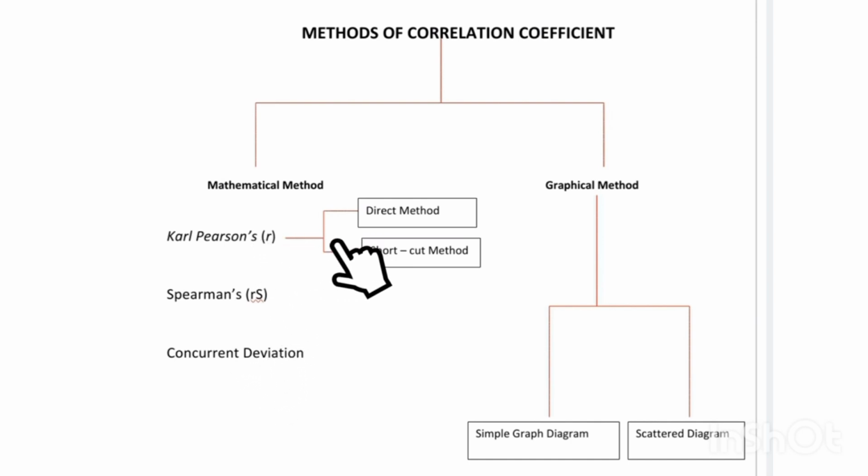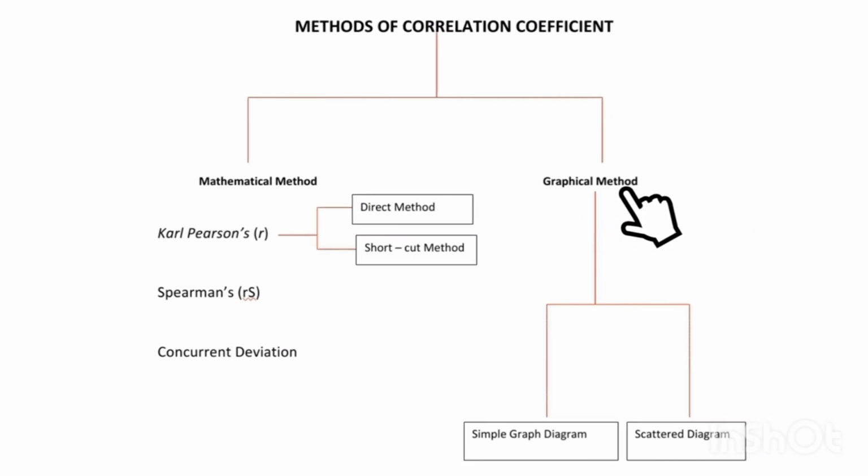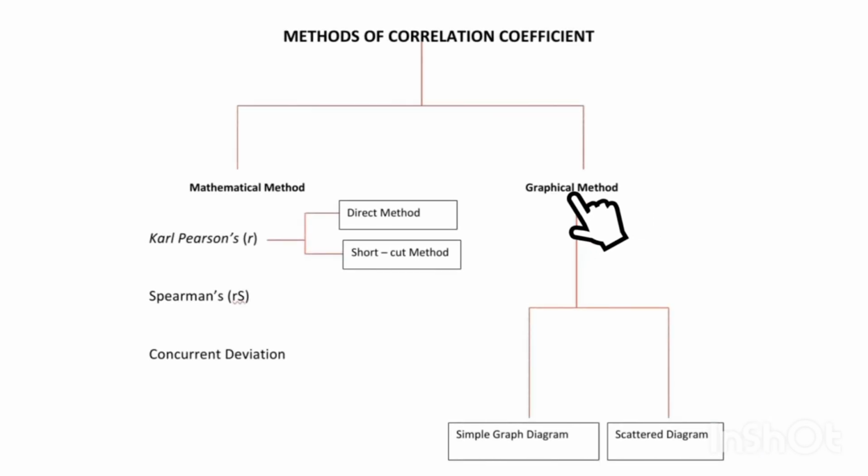Obviously, we could see that Pearson's correlation coefficient is of two types. We have the direct method and the shortcut method. But for the purpose of this video, we're going to place emphasis on the direct method of calculating correlation coefficient. The second method of determining correlation coefficient is referred to as the graphical method. The graphical method is of two types. We have the simple graph diagram and the scatter diagram.